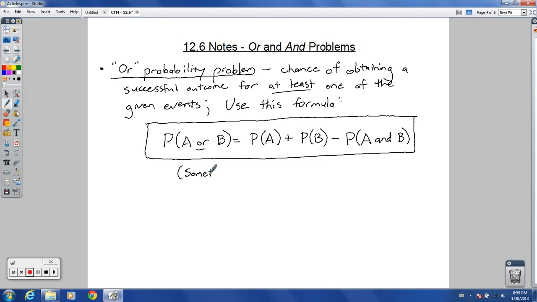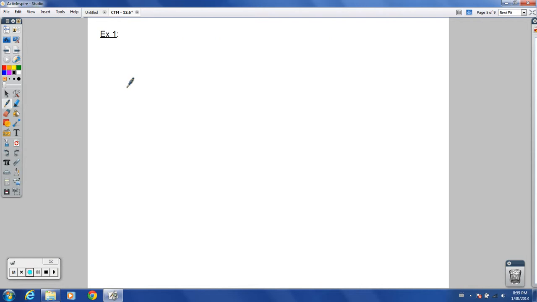So this is also sometimes called the addition formula. You might see it referred to that in the book, or you might hear me refer to it like that in class. When I say we're using the addition formula, we're doing an OR type problem. So let's get to an example. Let's check out example 1.